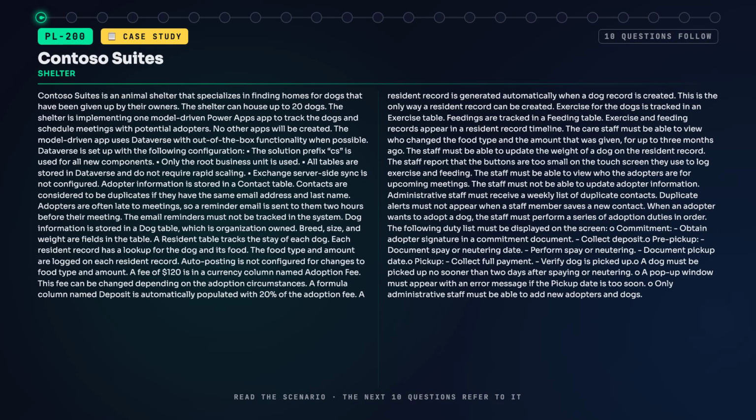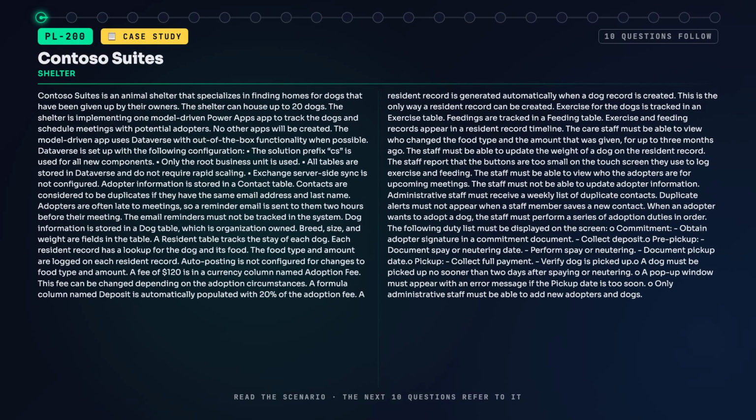The model-driven app uses Dataverse with out-of-the-box functionality when possible. Dataverse is set up with the following configuration. The solution prefix, CS, is used for all new components. Only the root business unit is used. All tables are stored in Dataverse and do not require rapid scaling. Exchange server-side sync is not configured.